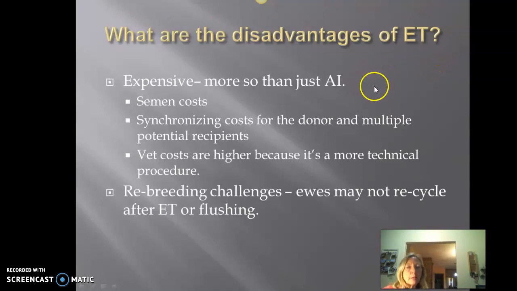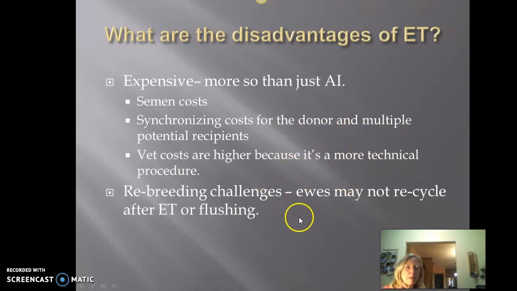It is quite expensive. So you're paying for AI, you're doing all the syncing for AI, and you're also giving those ewes a lot of drugs. And don't forget that in addition to syncing the ewe that you're going to flush, the donor ewe, you have to sync all the recips. And they have to be ready, their reproductive system has to be ready to accept an embryo. So that is a big deal. And like I said, it's pretty expensive.